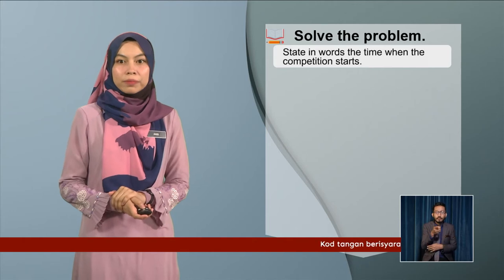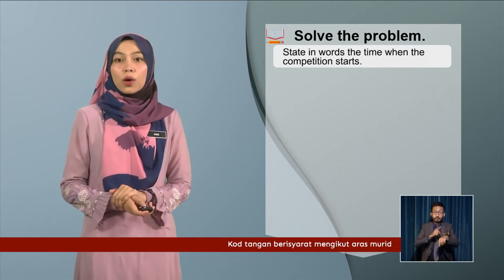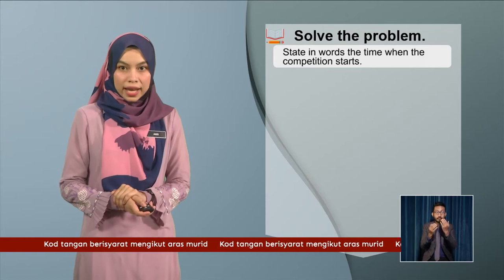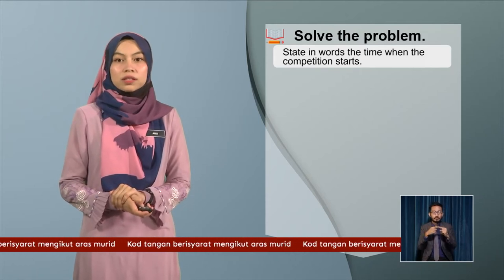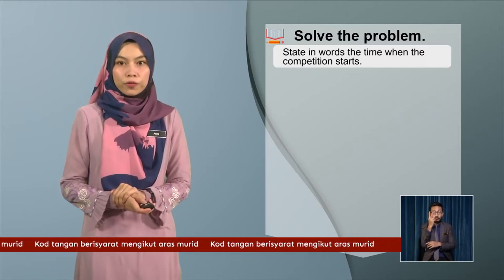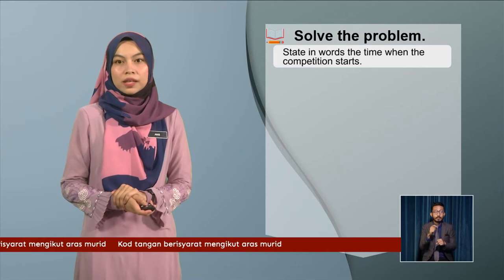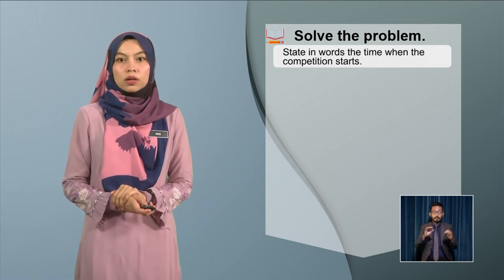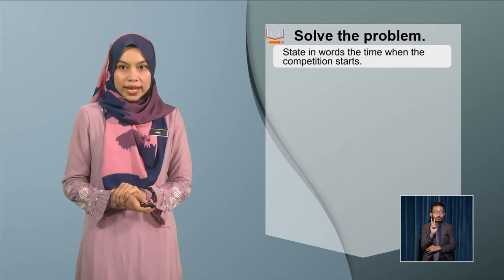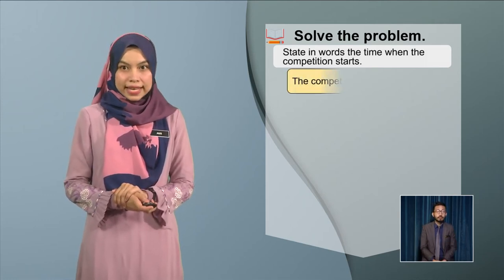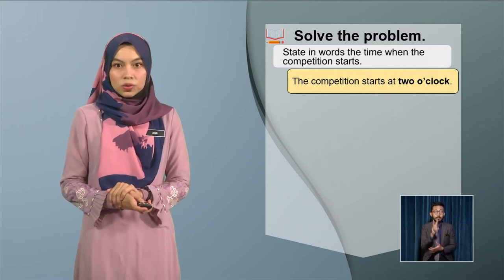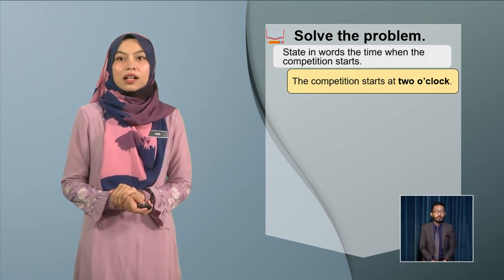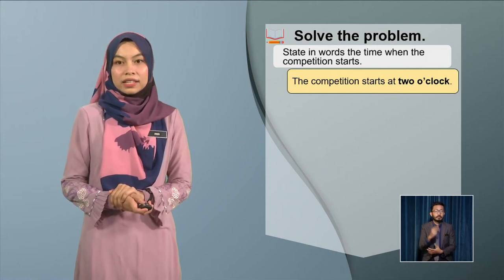How do we read the time on the clock face? Look at the hour hand. The hour hand points to number 2, while the minute hand points to number 12. So, the time shown on the clock face is 2 o'clock. So, the correct answer when the competition starts is 2 o'clock. The correct way to write the time in words is TWO O'CLOCK, 2 o'clock.